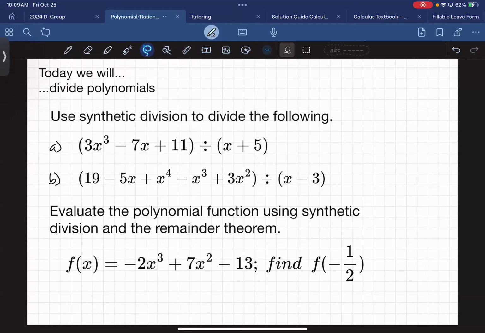Oh, I read that wrong. Did I divide something or divide something? No, I did the long division, so I didn't read it right.